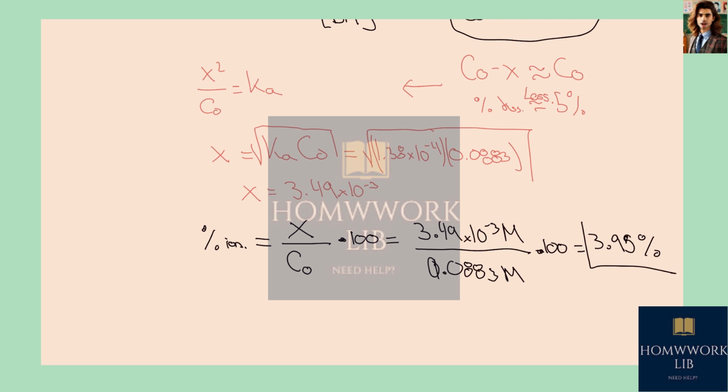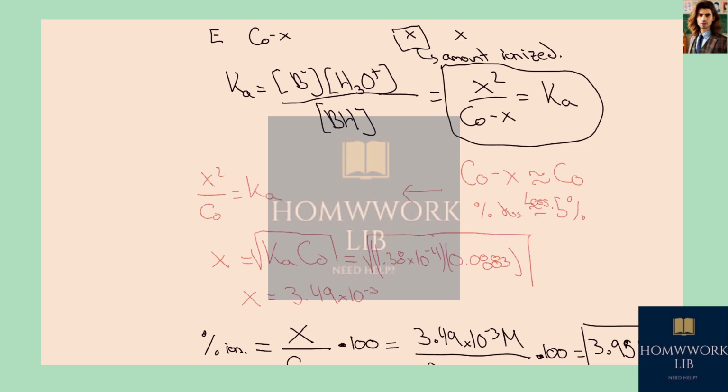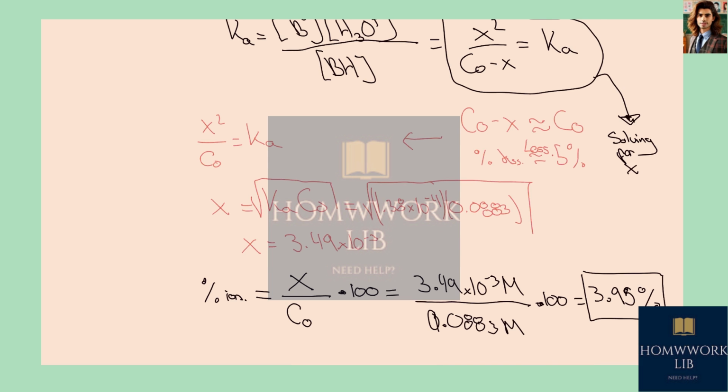3.95% of ionization. Now, if you're curious what would be the result if I solve directly the quadratic expression for x, the result would be 3.42 times 10 to the minus 3, which would give us a percent of ionization of 3.87%.